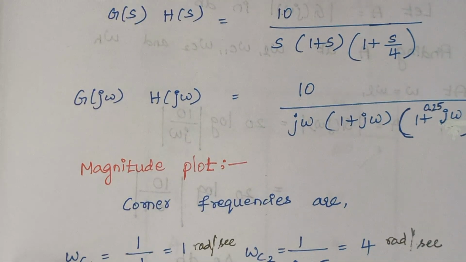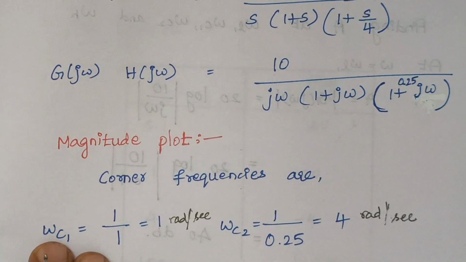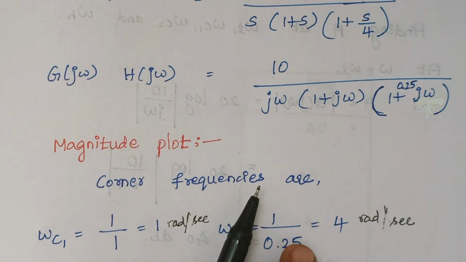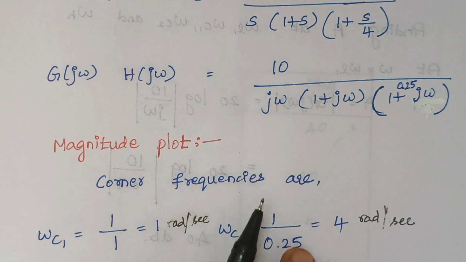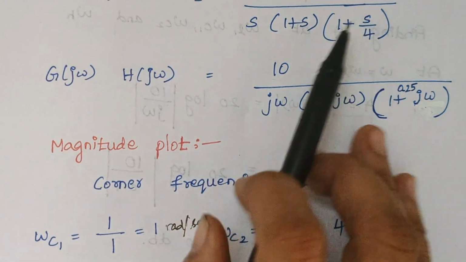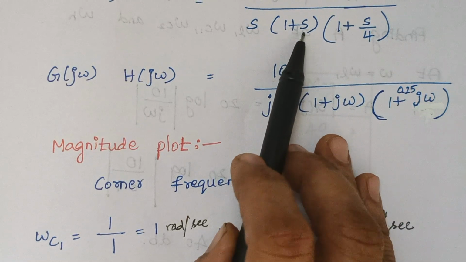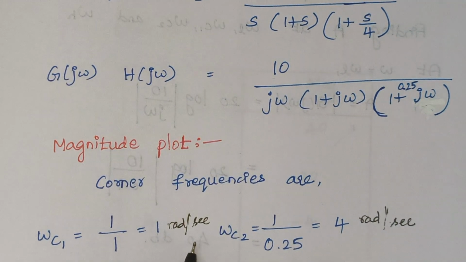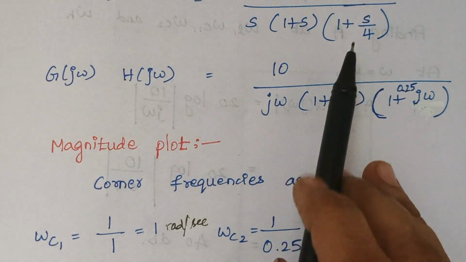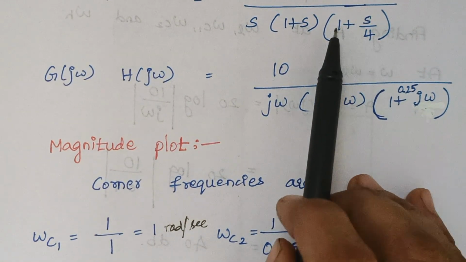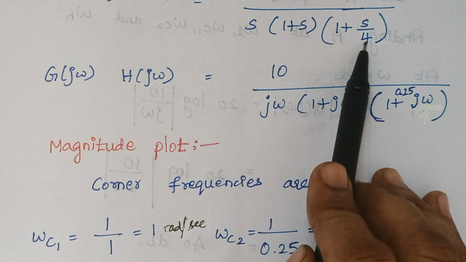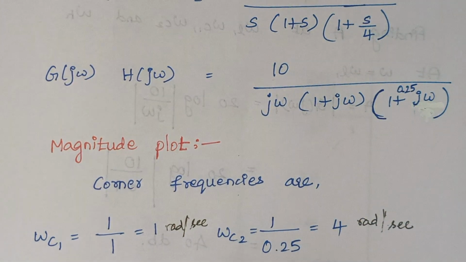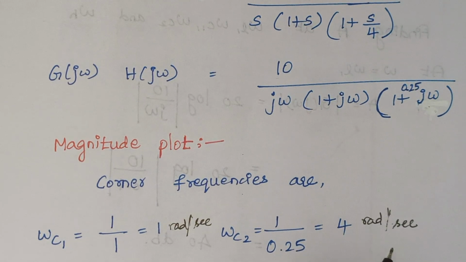The first step is finding corner frequencies. So how to find the corner frequencies? We have to take the reciprocal of the coefficient of s. So here when you look at this term, what is the coefficient of s? It is 1. So 1 divided by 1 is again 1 radian per second. When you look at this expression, we are having 1 plus, again 1 by 4 is nothing but 0.25 s. So 1 divided by 0.25 will give you 4 radian per second.